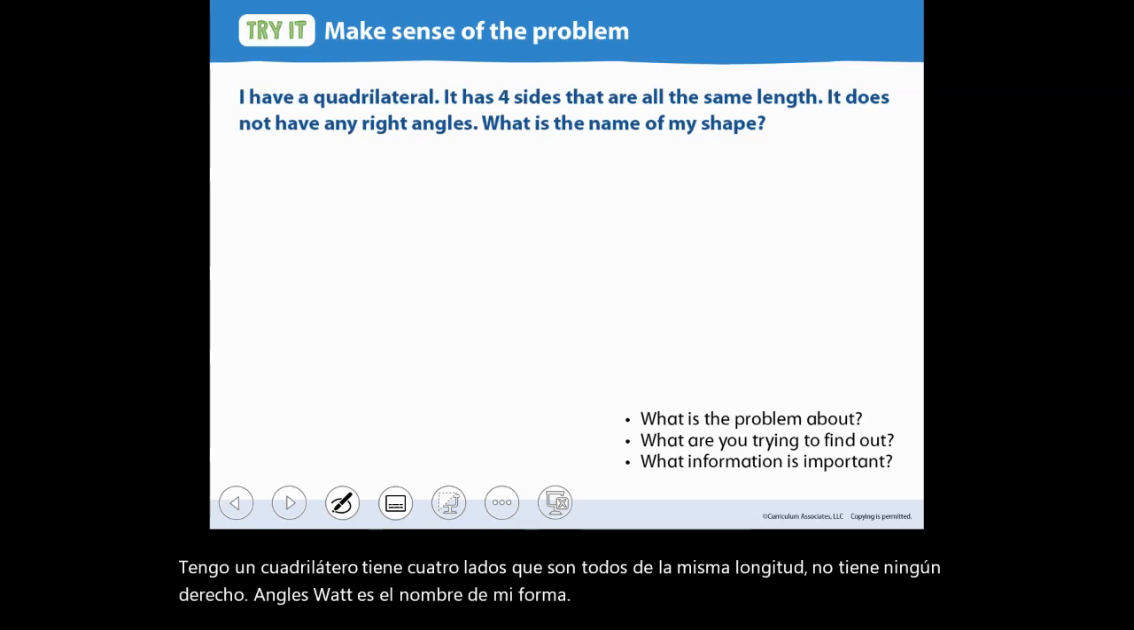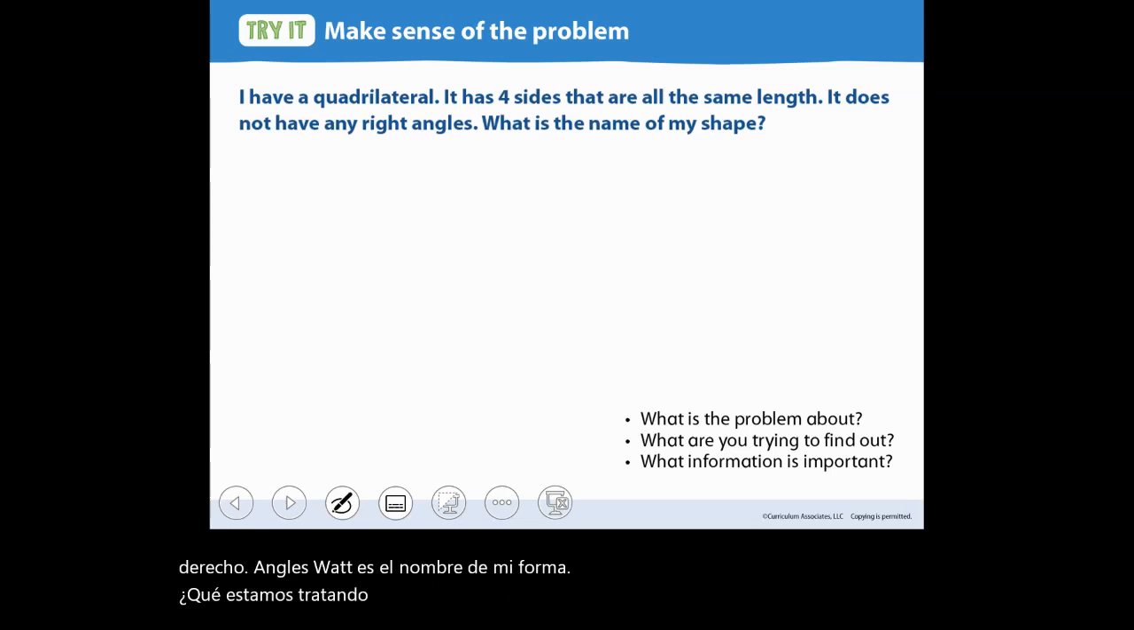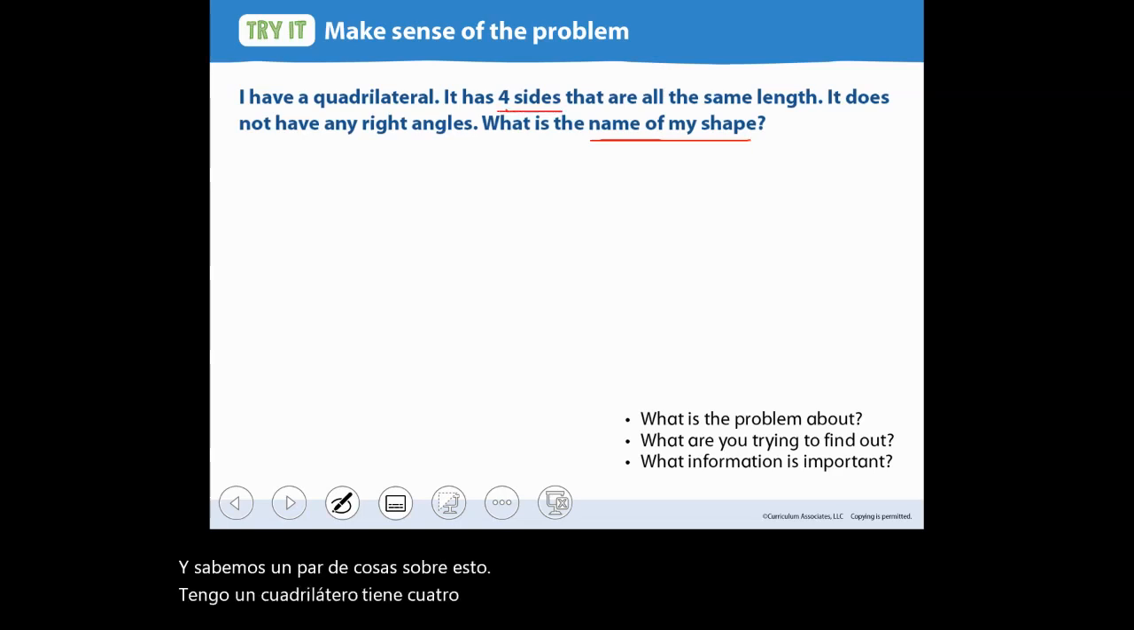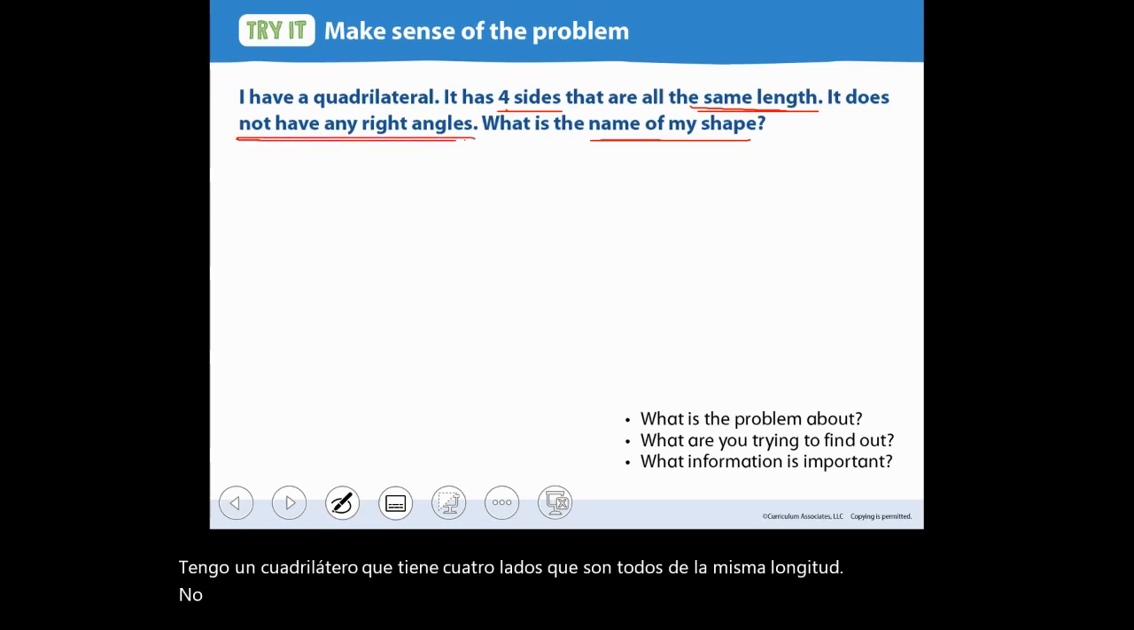What are we trying to find out? We're trying to find out the name of a shape. And we know a couple things about this. I have a quadrilateral. It has four sides that are all the same length. It does not have any right angles. So you're thinking to yourself, what kind of shape might this be?